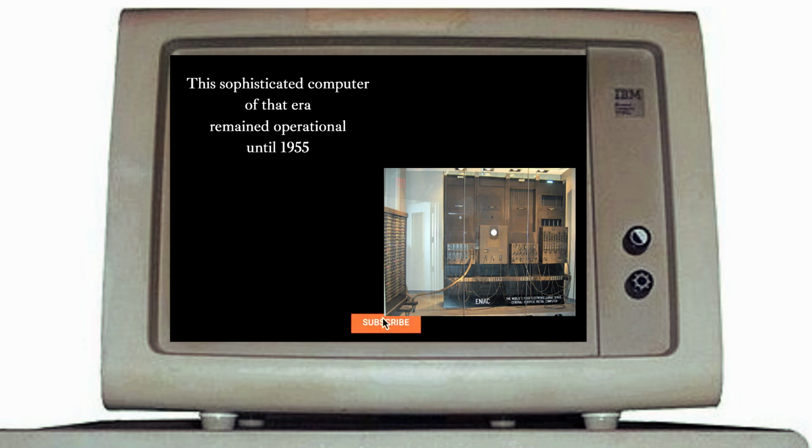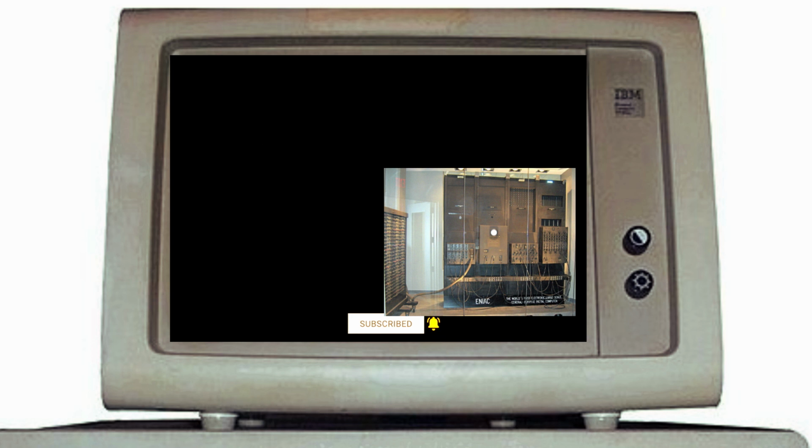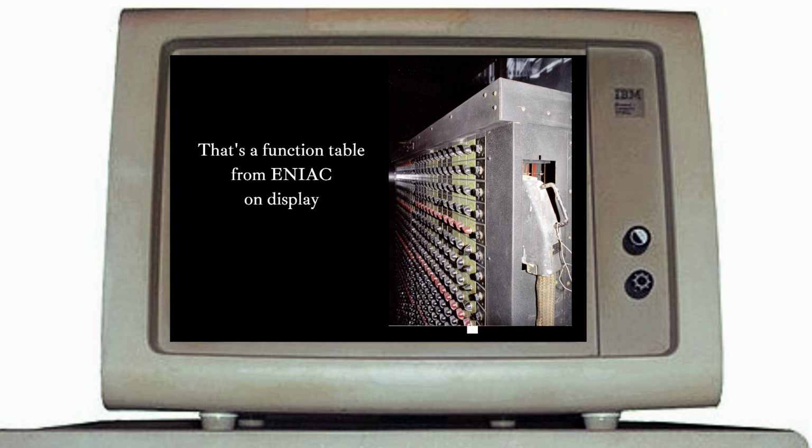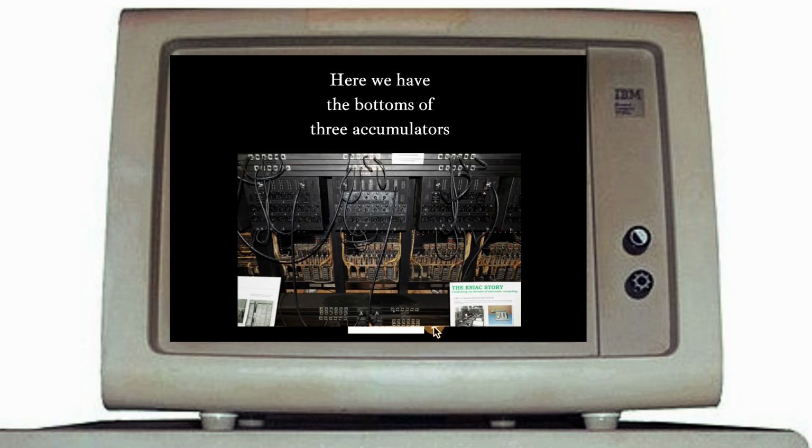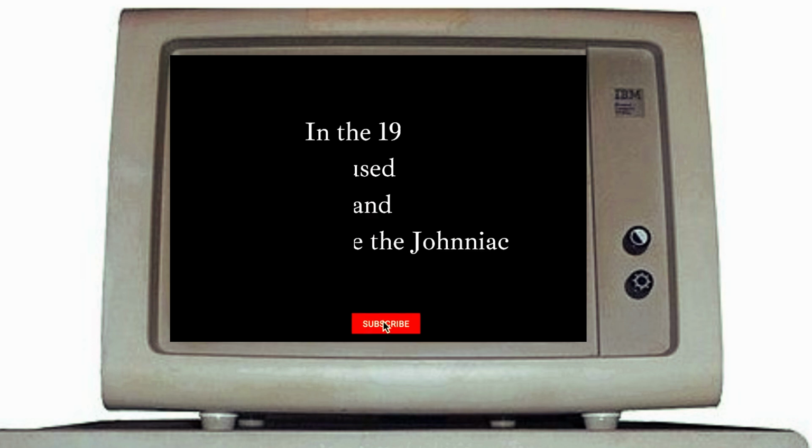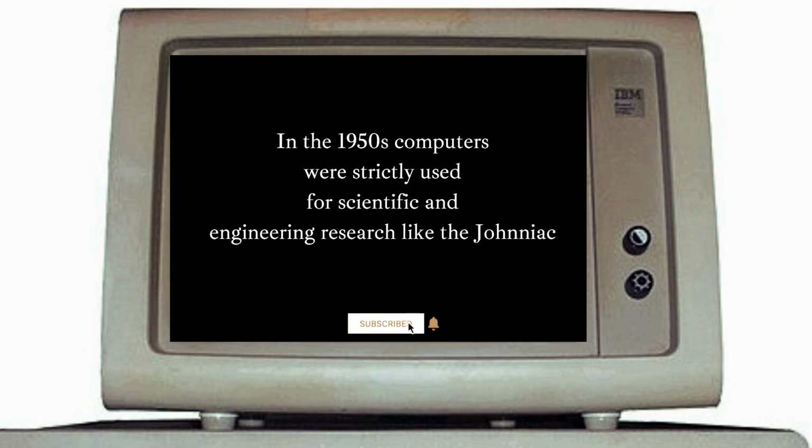ENIAC, this sophisticated computer of that era, remained operational until 1955. That's a function table from ENIAC on display. Here we can also see the bottoms of three accumulators. It turns out that in the 1950s, computers were strictly used for scientific and engineering research, like the JOHNNIAC.